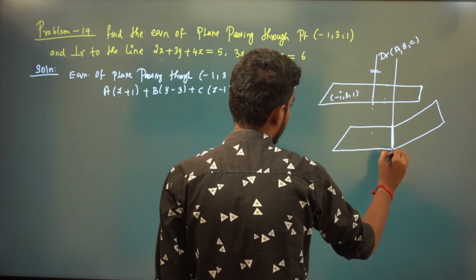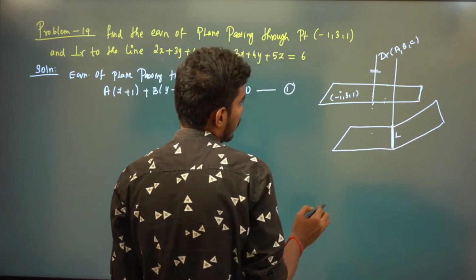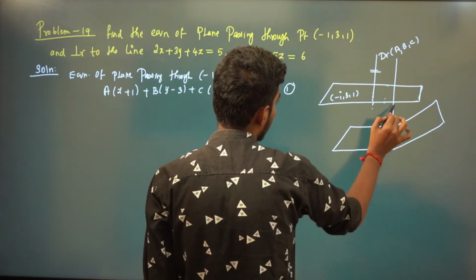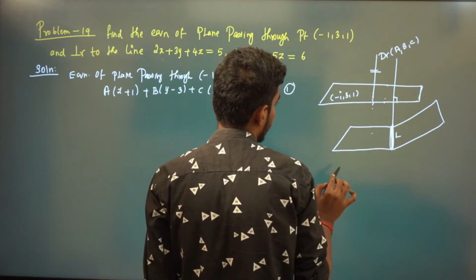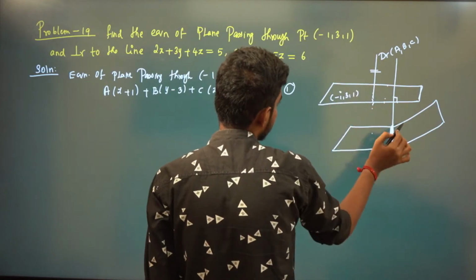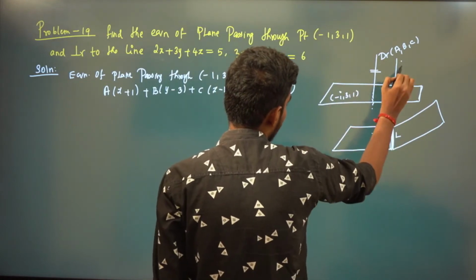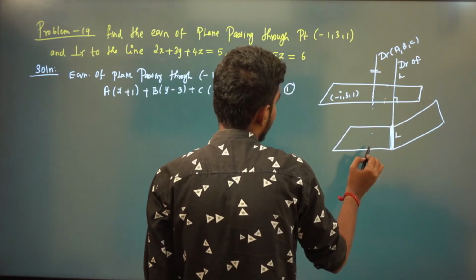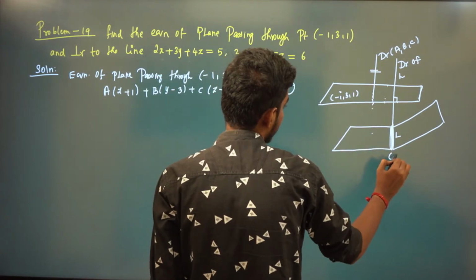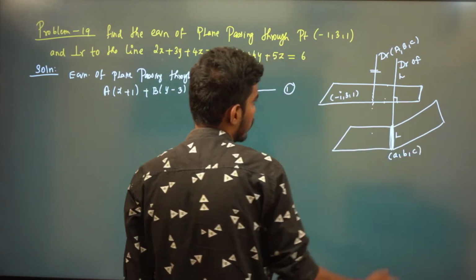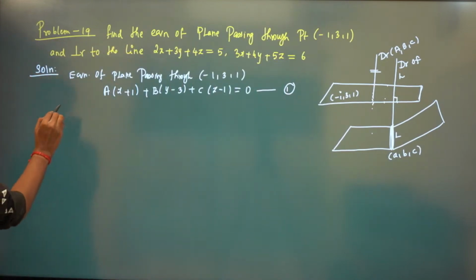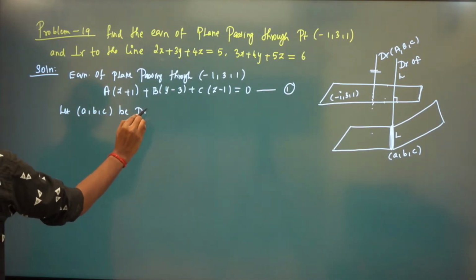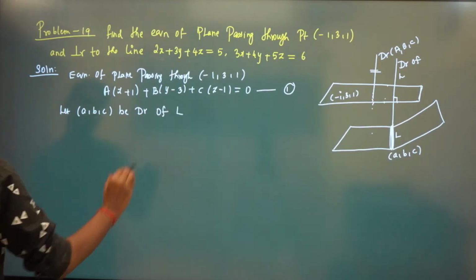This is the line L, right? Now this line L should be perpendicular to the plane, right? Okay. Now let us find the direction ratio of L, which you can easily find. How? Let us say small a, b, c be the direction ratio of L.